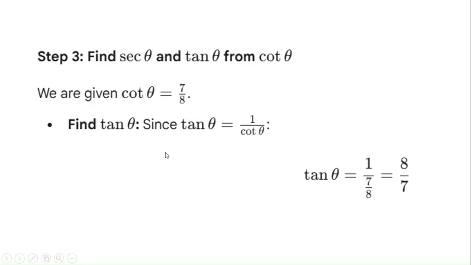Now we know the cot theta value. We don't know secant theta and tan theta. We only know the cot theta value. But tan theta we can write with the help of cot theta. How can we write it? Since tan theta is equal to 1 by cot theta, we can take tan theta as 1 by 7 by 8, because 7 by 8 is the cot theta value. So finally we get tan theta is equal to 8 by 7.